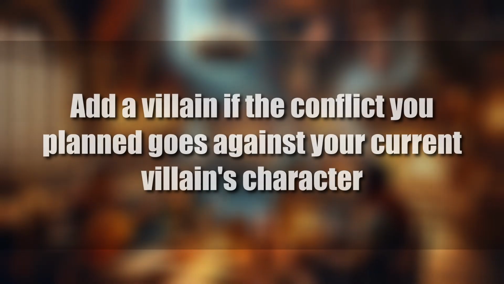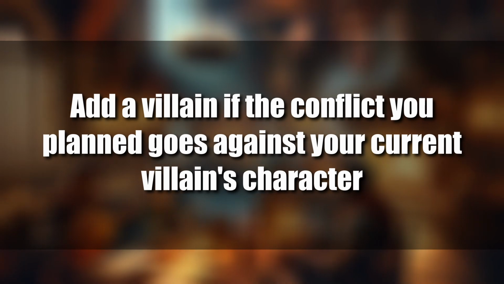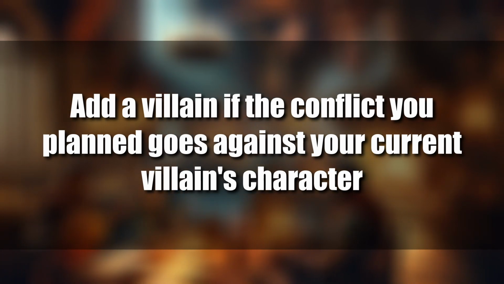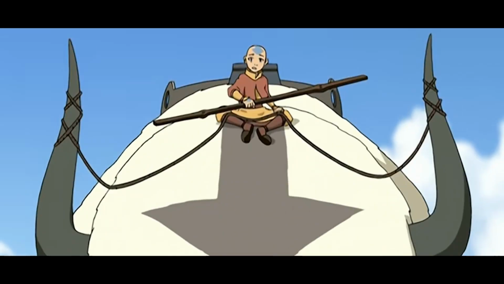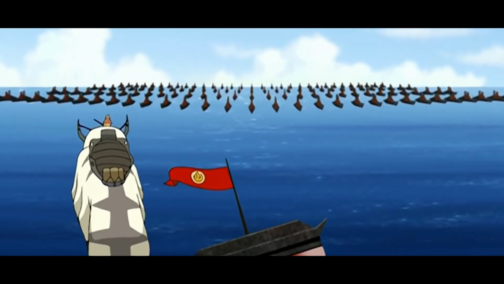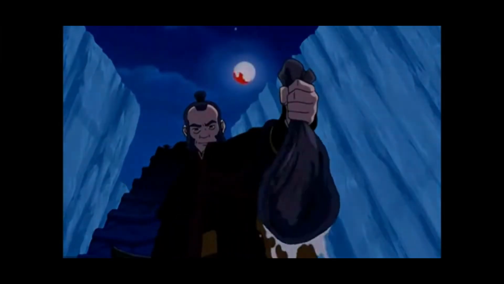Okay, 2. You should add an extra villain if the conflict you plan goes against your current villain's character. At the end of Season 1 of Avatar: The Last Airbender, the conflict is that the Fire Nation is attacking the Northern Water Tribe, and they end up killing the Moon Spirit to take away the Waterbenders' powers. That sentence must sound really weird to anyone who hasn't seen that show.